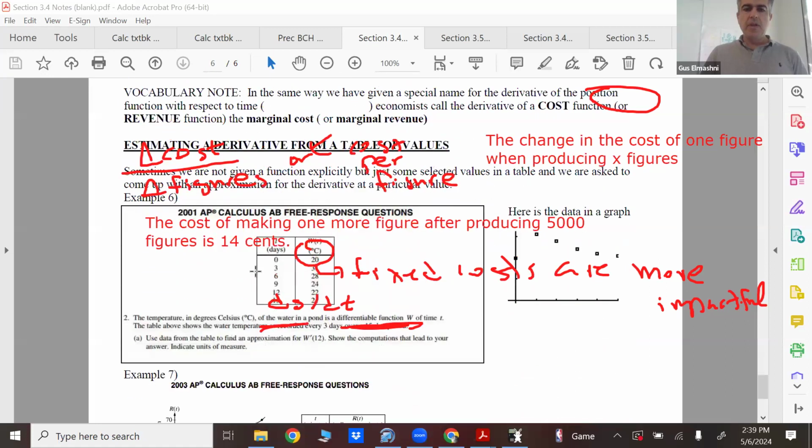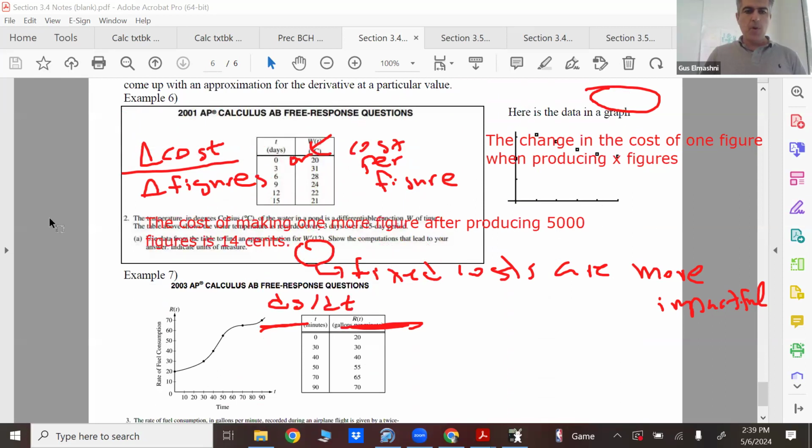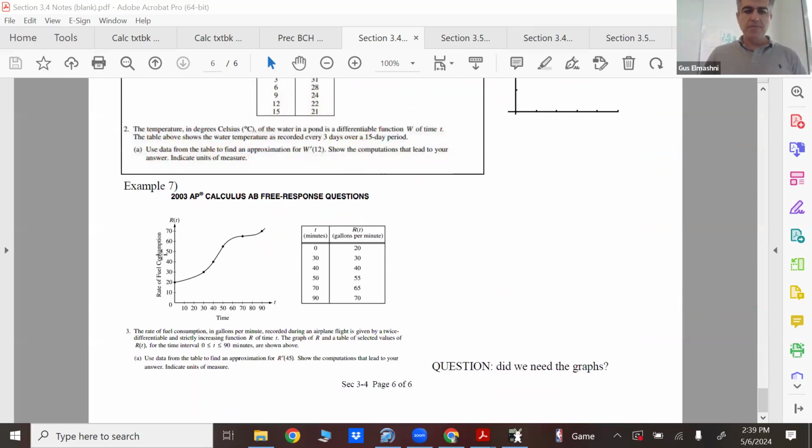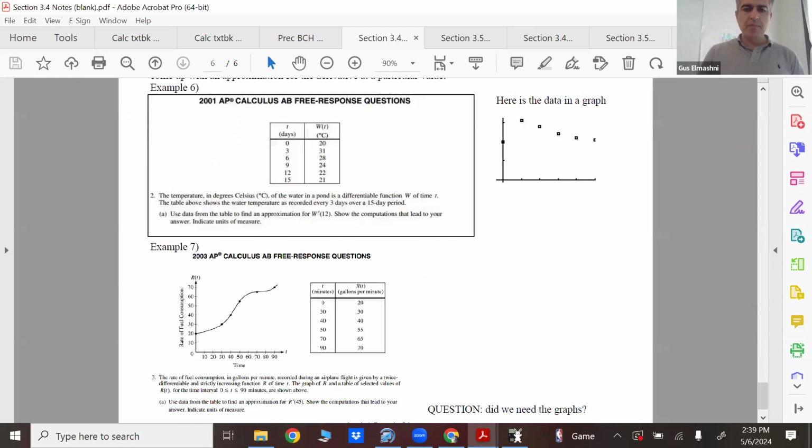Okay. Let's talk about a table problem, because table problems are very popular on the AP exam, AP Calculus AB. Let me zoom out just a tad. So what do we have here? You're comparing days and temperature, and you're looking at a pond. We're doing this over every 3 days for a 15-day period. For the first 3 days, we go from 20 to 31, and we just see this increase.